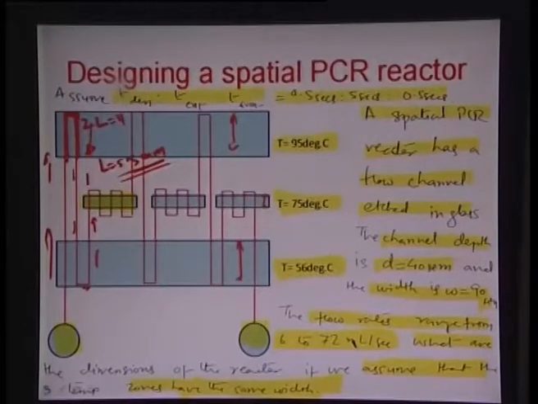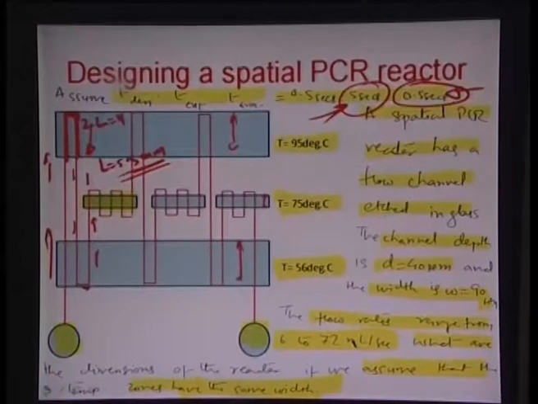Now the same length is true for the annealing case, because we do not have a different time in the annealing area. But for the extension case, as you see here, the time is almost 10 times.